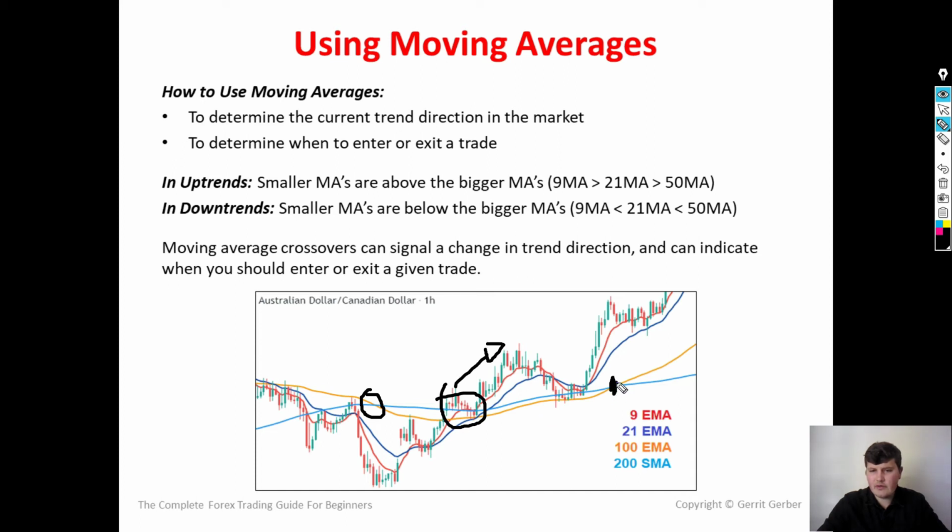Officially over here, when the crossover between the 100 and 200 happens, the moving averages are on top of each other and ranging from big to small. So according to this definition, we are on an uptrend.